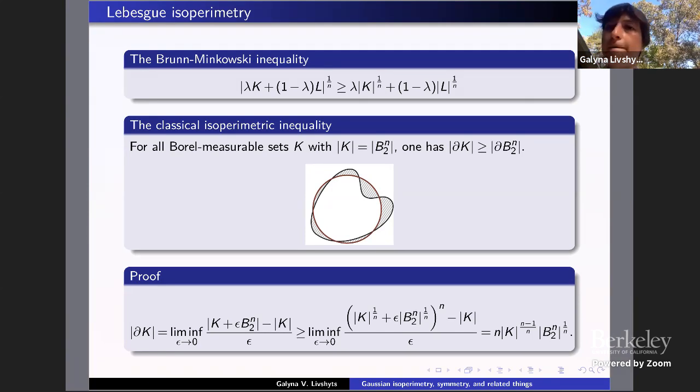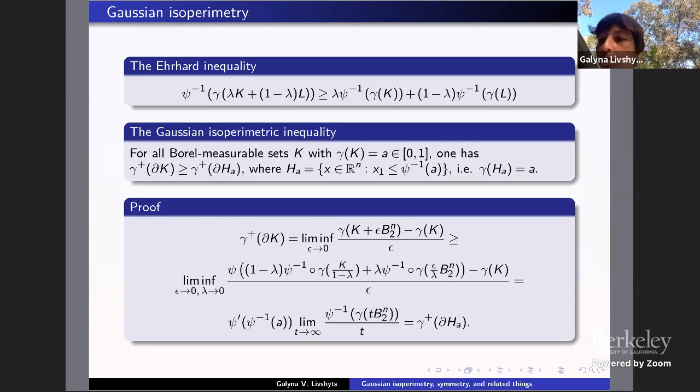Let me now put the corresponding slide in regards to Gaussian isoperimetry. For the Gaussian measure, there is this really cool inequality called the Ehrhard inequality, which tells us that if I take the Gaussian measure of the Minkowski average of sets and apply the inverse of the Gaussian CDF, psi, which is written in the notation slide, then I get that this function is also concave.